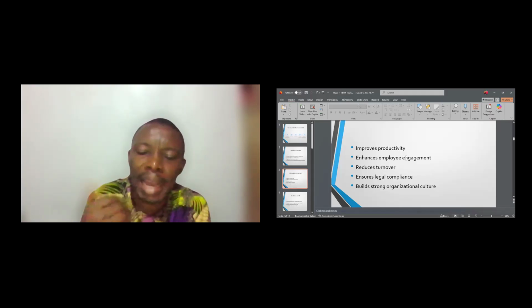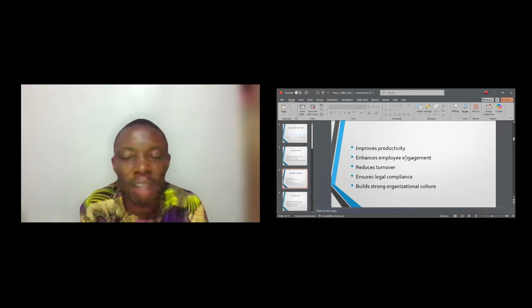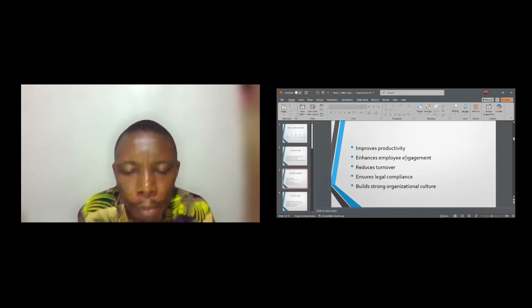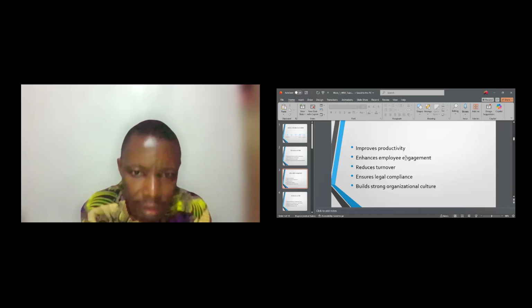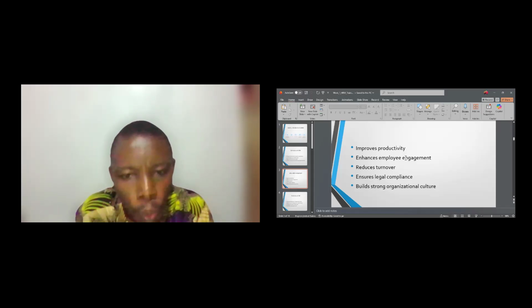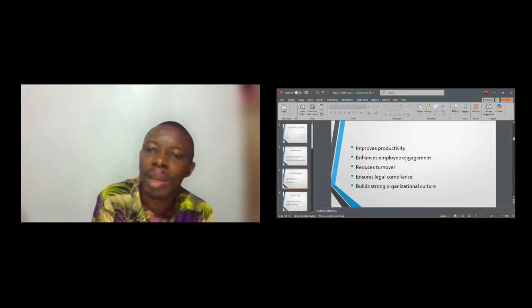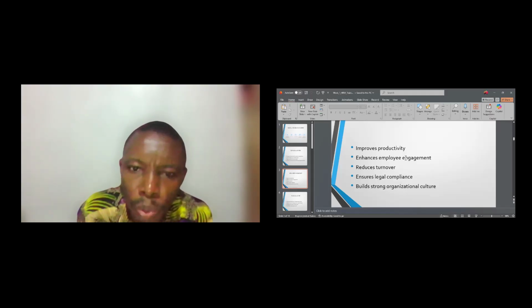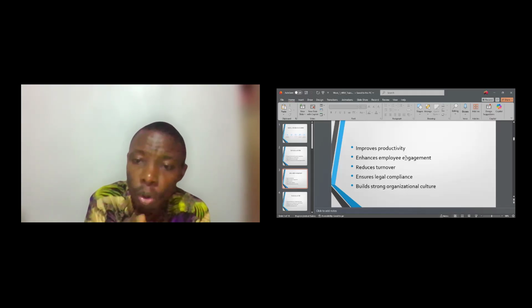It also ensures legal compliance. I don't know whether we've had, last year we had a lot of trend of employees taking employers to court. And all of them won the case. All the employees won the case. Why is this so? Because most times when somebody is not doing well, the CEO terminates. No, be careful. Be careful. You are a holder of the law and you must first comply.